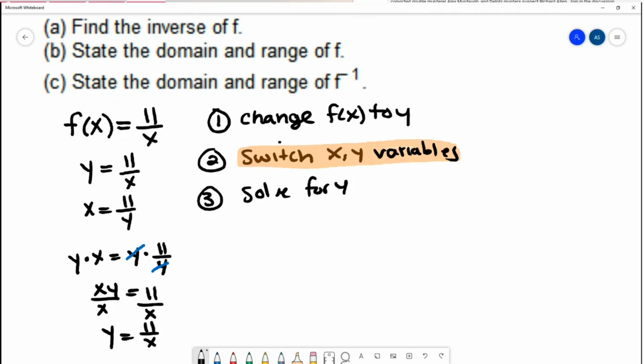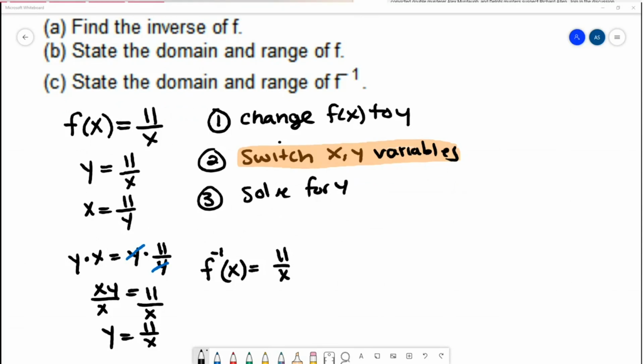So the inverse of this function, the symbol that we use for inverse is f with a -1 in the superscript, is 11 over x. So this is quite interesting because the original function is 11 over x and the inverse is 11 over x. So we have a function that is the inverse of itself.